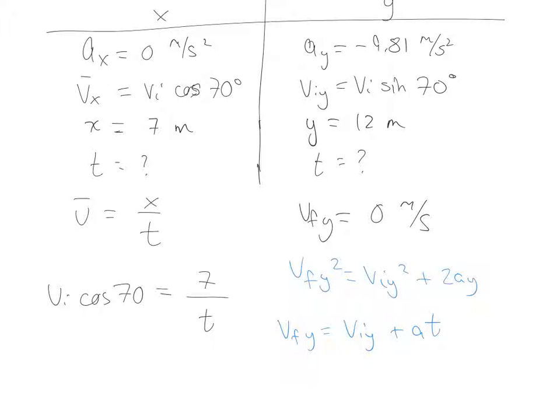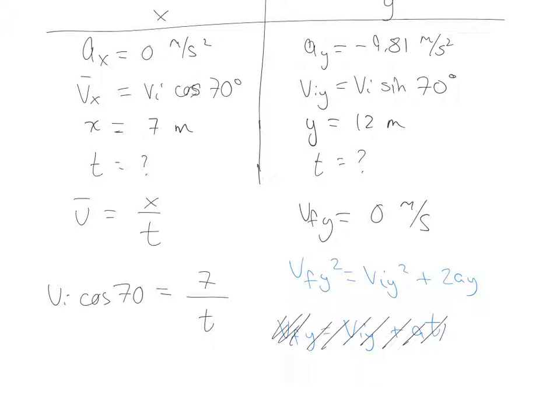Again, VIY is VI sine 70. We'd be missing time and VI. We'd have to solve simultaneously if we use this one. It doesn't make sense to do that. You're given the max height. It's 12 meters. You're told it reaches the window at max height, so y is 12.